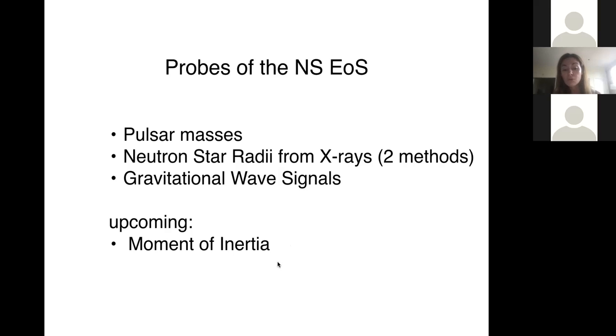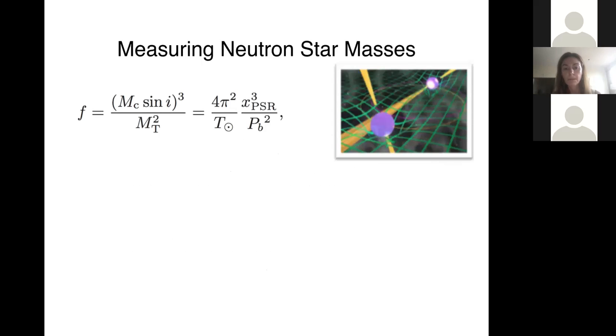There is also a moment of inertia measurement from the double pulsar, but it is not constraining yet. I will briefly mention it, but it's not something that we can actually employ as a constraint right now. By the way, please feel free to stop me if there are clarifying questions that you need to ask, and we will leave some minutes for questions at the end as well.